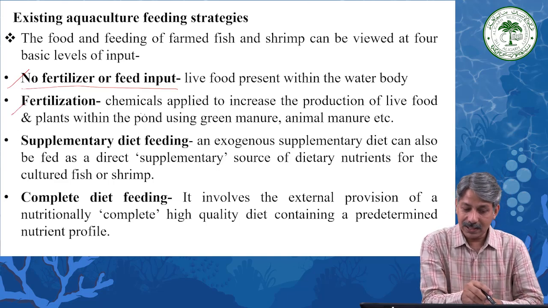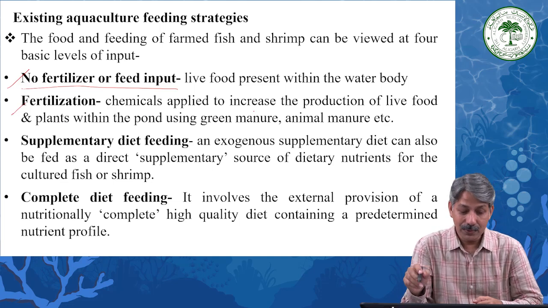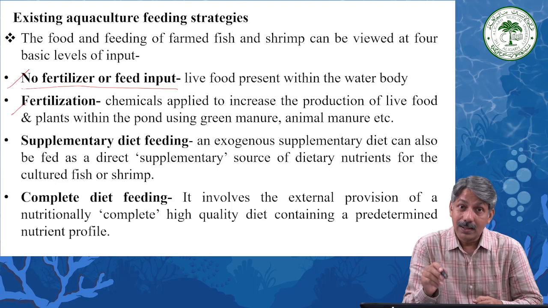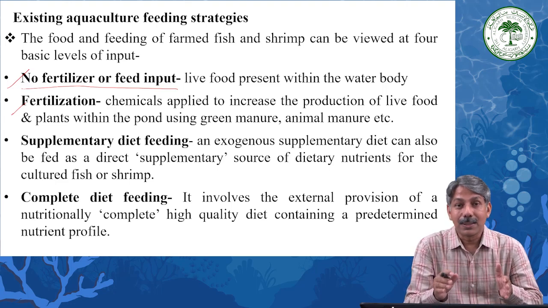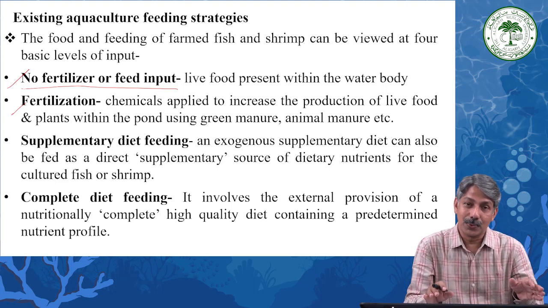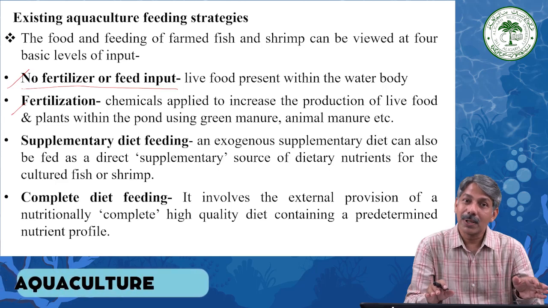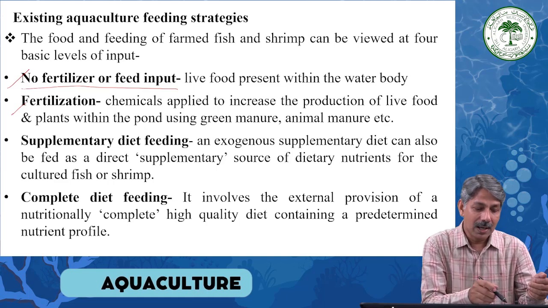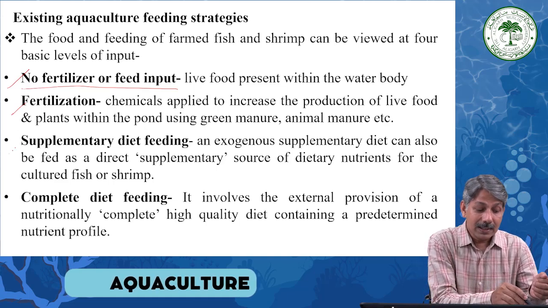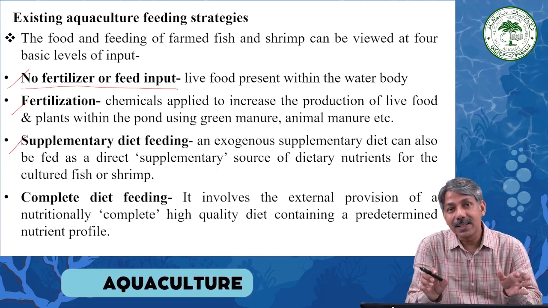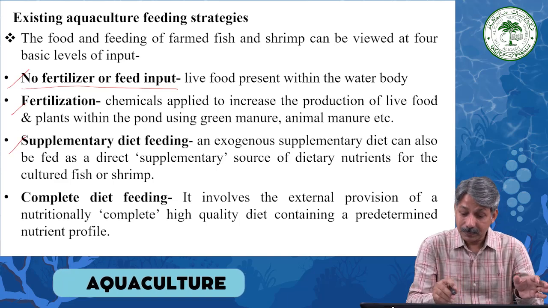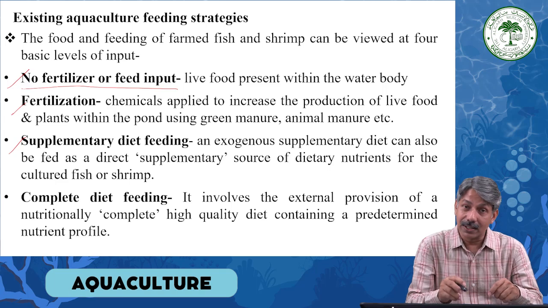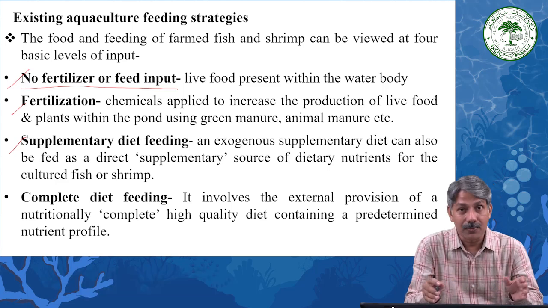Second point, fertilization, chemicals applied to increase the production of live food. Here we do fertilization when the fishes are depending only on the natural food which can be produced in the pond. But to produce the natural feed, we provide fertilizers, organic manures and all. So that kind of input. Then the input where we have to add feed from outside, exogenous supplementary diet is needed. And this supplementation is done for not only fishes but for shrimps also.